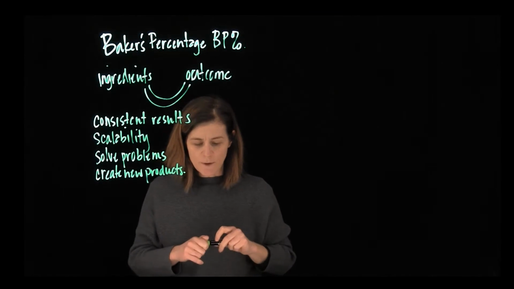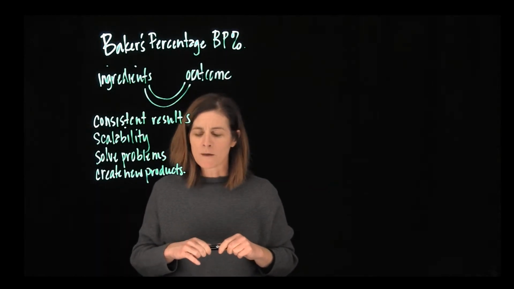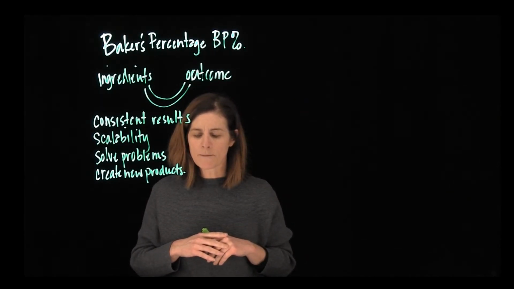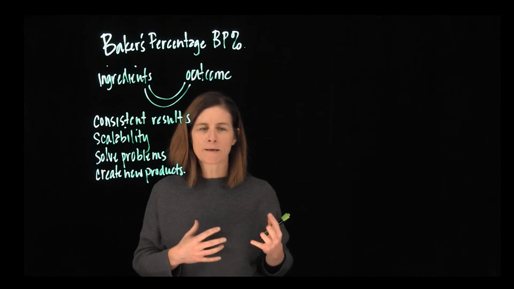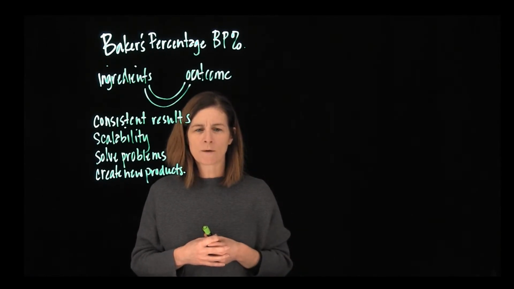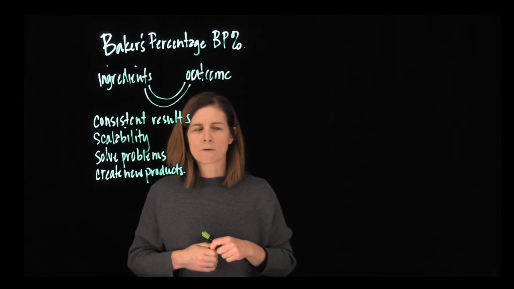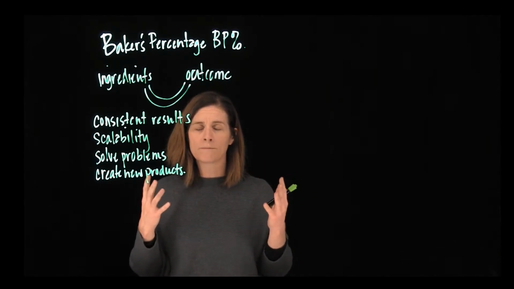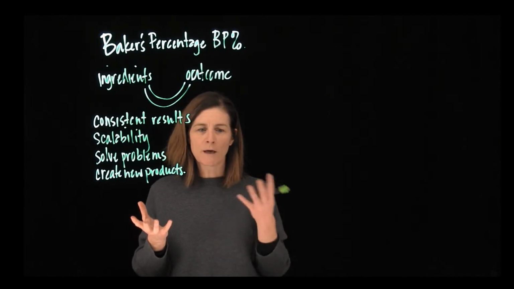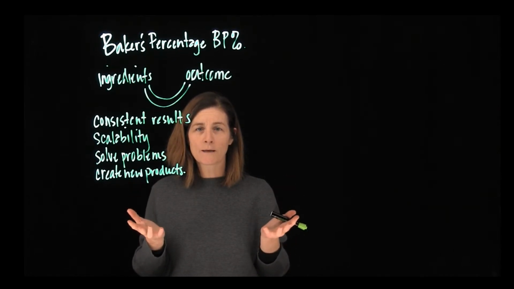So some general rules that we follow when we work in Baker's percentage is that we start with all weights. We don't work with volume because volume doesn't consider mass. And it's really important that we consider mass because we're dealing with different types of masses. So a good illustration of this would be the difference between a cup of feathers and a cup of rocks. A cup of feathers is not going to weigh the same as a cup of rocks.